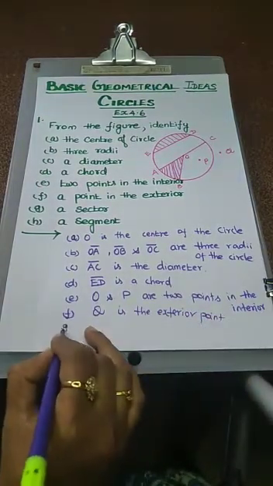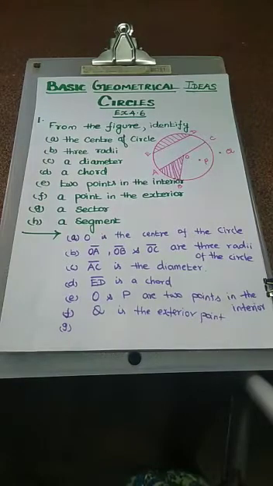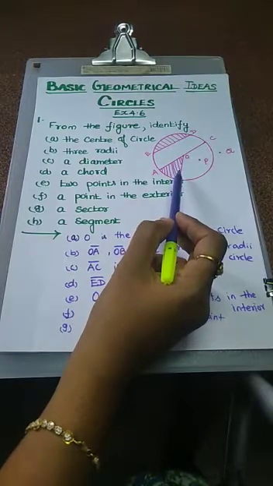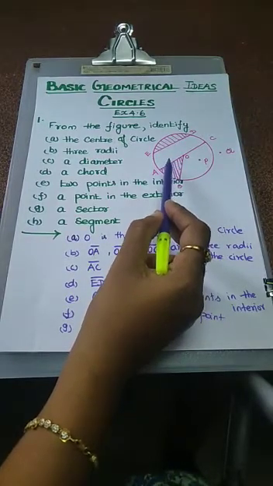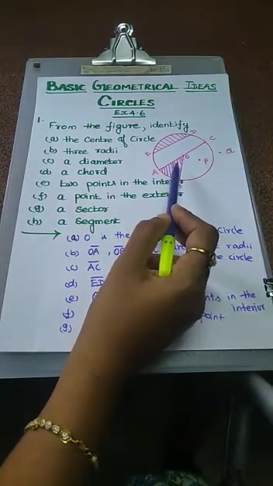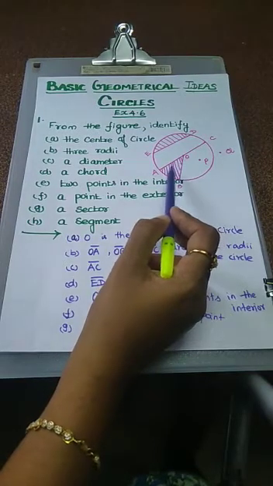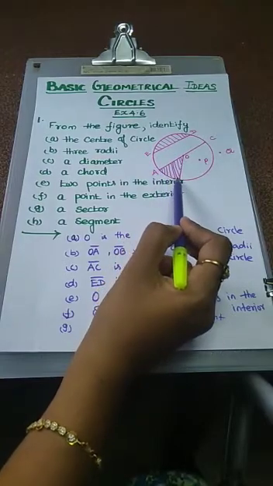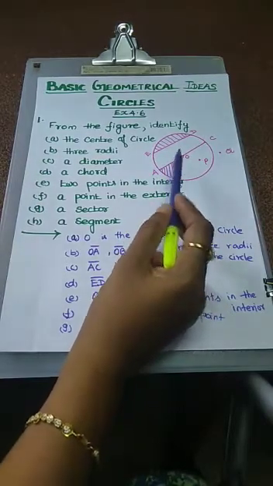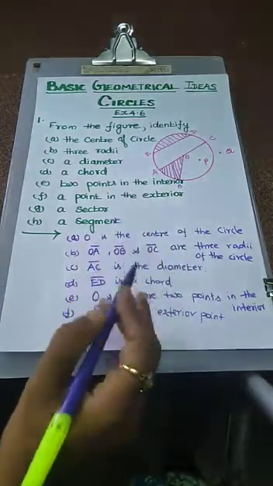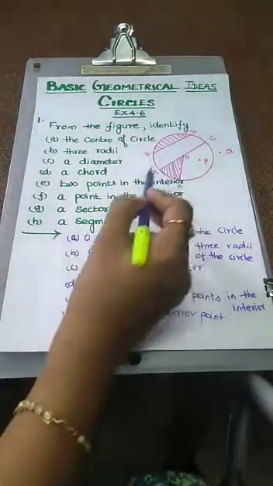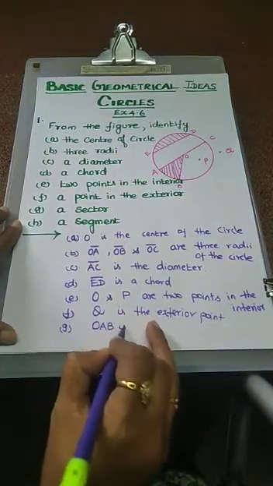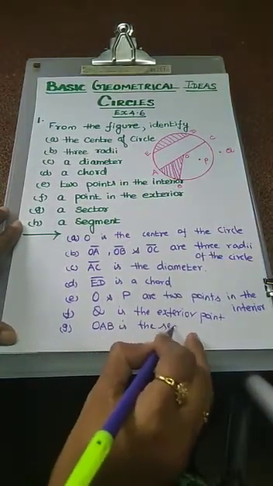And the next one, G. What is a sector? A sector is a region in the interior of a circle enclosed by an arc on one side and a pair of radii on the other two sides. Here, what is the sector? OAB is the shaded portion. That is the sector. OAB is the sector of the circle.